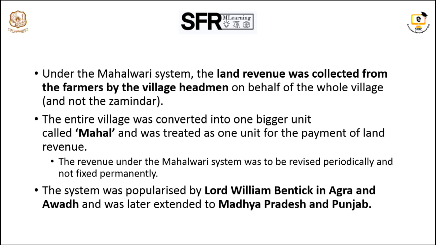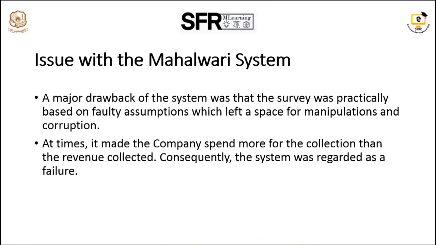It is also a type of middleman. The system was popularized by Lord William Bentinck in Agra and Awadh and was later extended to Madhya Pradesh and Punjab. So in the middle part of India it was extended. Now let us see the issues with the Mahalwari system. A major drawback of the system was that the survey was based on faulty assumptions, which left space for manipulation and corruption. When there is a middleman, manipulation and corruption automatically come in. Likewise in the Mahalwari system, the revenue was not properly collected and not properly handed over to the company. So this system was also a failure.